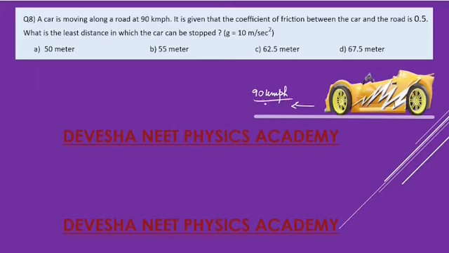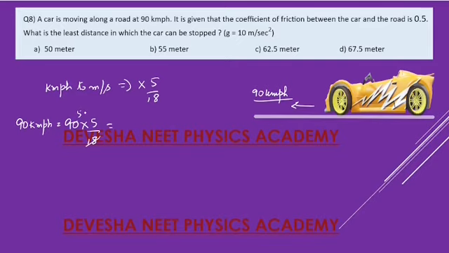Now, since the speed is in kilometers per hour and the answer is given in meters, the first thing is to convert km/h to meters per second. If I have to convert from km/h to meters per second, I need to multiply by 5 by 18. So 90 km/h is equal to 90 into 5 by 18, which is equal to 25 meters per second.